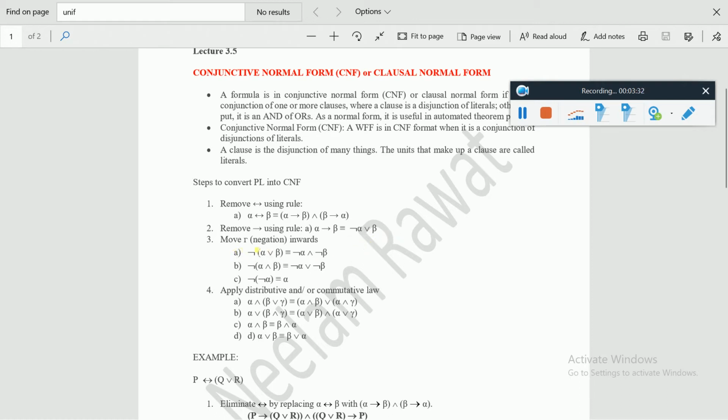And third step, I need to move negation inwards. Means I need to move negation from this bracket inwards. So obviously we will use De Morgan's law. So negation of alpha or beta is logically equivalent to negation of alpha and negation of beta. Negation of alpha and beta is logically equivalent to negation of alpha or negation of beta, and double negation of alpha is always alpha.